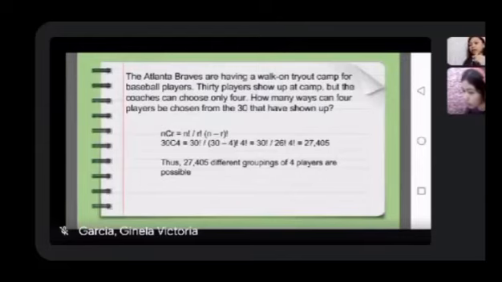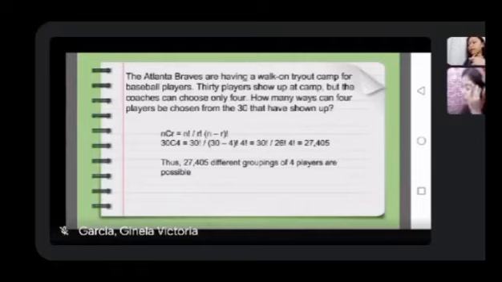Take a look at this example. The Atlanta Braves are having a walk-on tryout camp for baseball players. 30 players show up at the camp, but the coaches can choose only 4. How many ways can 4 players be chosen from the 30 that have shown up? The solution to this problem involves counting the number of combinations of 30 players taken 4 at a time.